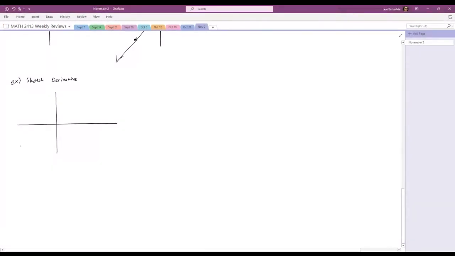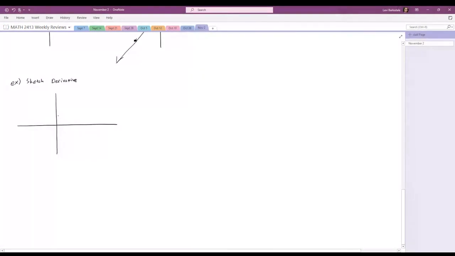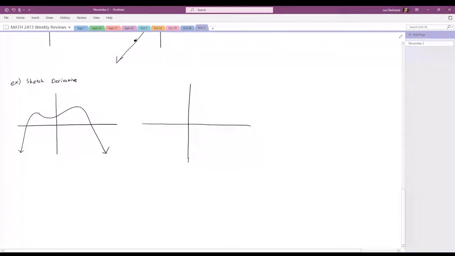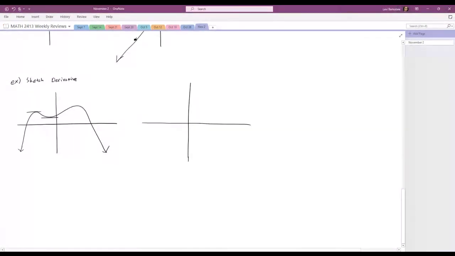Let's say we have a function and it looks something like this. Well, if we wanted to sketch the derivative, a few things that I always like to start out by doing are identifying where the derivative should be 0. And the derivative is 0 when the slope of our tangent line is 0. So that's right here, and right here. So I'm just going to start by plotting those straight on my graph. Right there, there, and there.